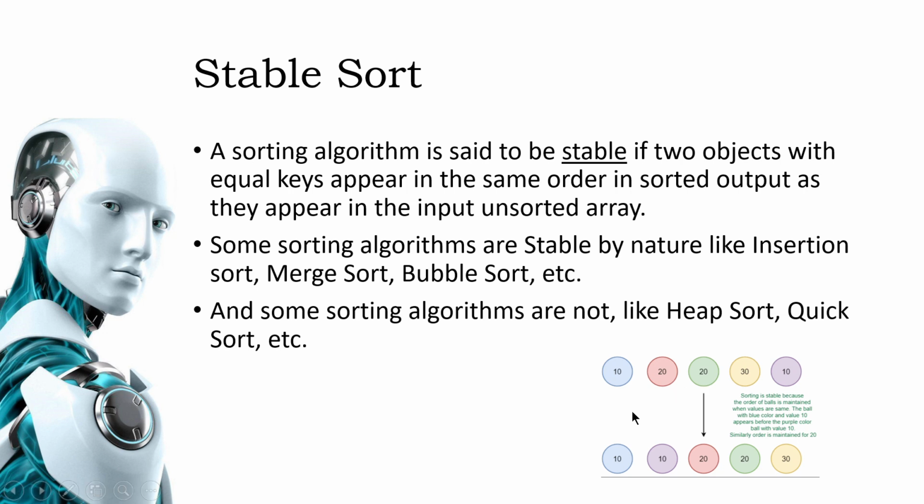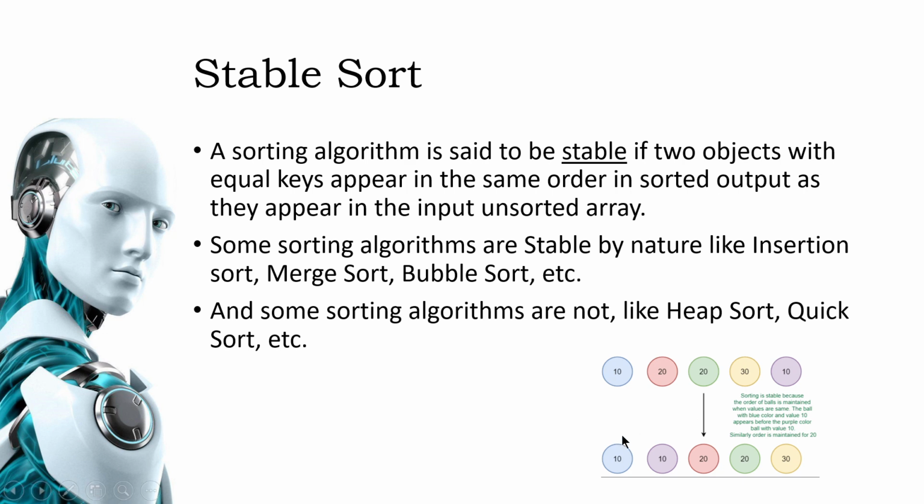Now, after the sorting is done, we can see that the blue 10 stays in its place itself. So its index is not being changed. Before sorting, it was in the 0th index, and after sorting also, it is in the 0th index. I mean, it is not getting to the right side of the purple 10. It is on the left side of the purple 10, which before sorting also it was on the left side of purple 10. So the positions didn't change. This is known as stable sort.